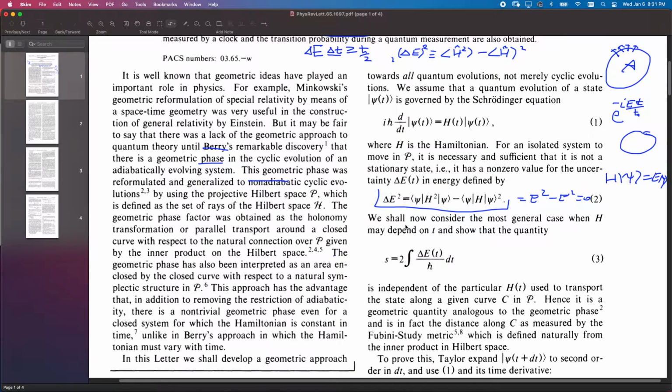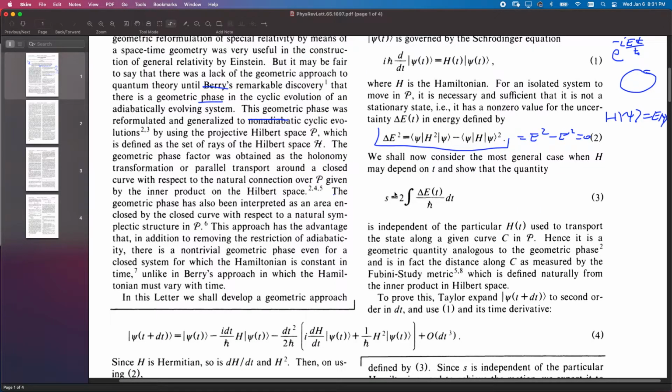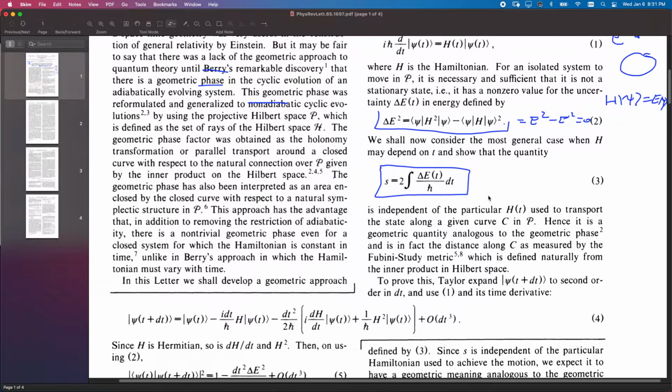We shall now consider the most general case when H may depend on time, t, and show that the quantity... I don't like it when they give you the quantity and then say, okay, now I'll show you. This is my own preference, maybe some people like that. I don't like seeing something right away where I don't know where it comes from. I know that maybe the more math-based approach is they show you the result and then they prove it. But I like to be led along a little bit because I'm slow.